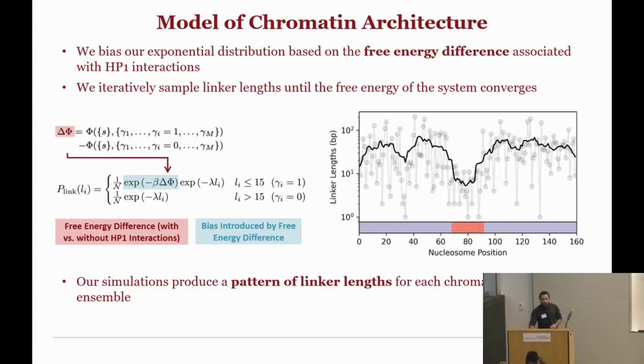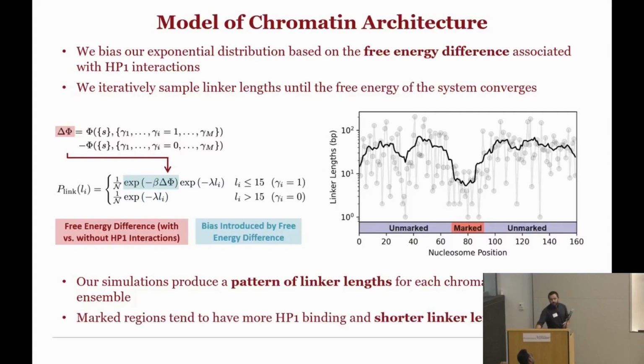So this is showing a profile where on the y-axis we have our linker lengths, and on the x-axis we have a position along a 1D chromatin fiber. And we see that mark domains tend to have shorter linker lengths because these marks are preferentially bound by HP1s. These HP1s want to oligomerize with one another, so they tend to move the nucleosomes closer together.